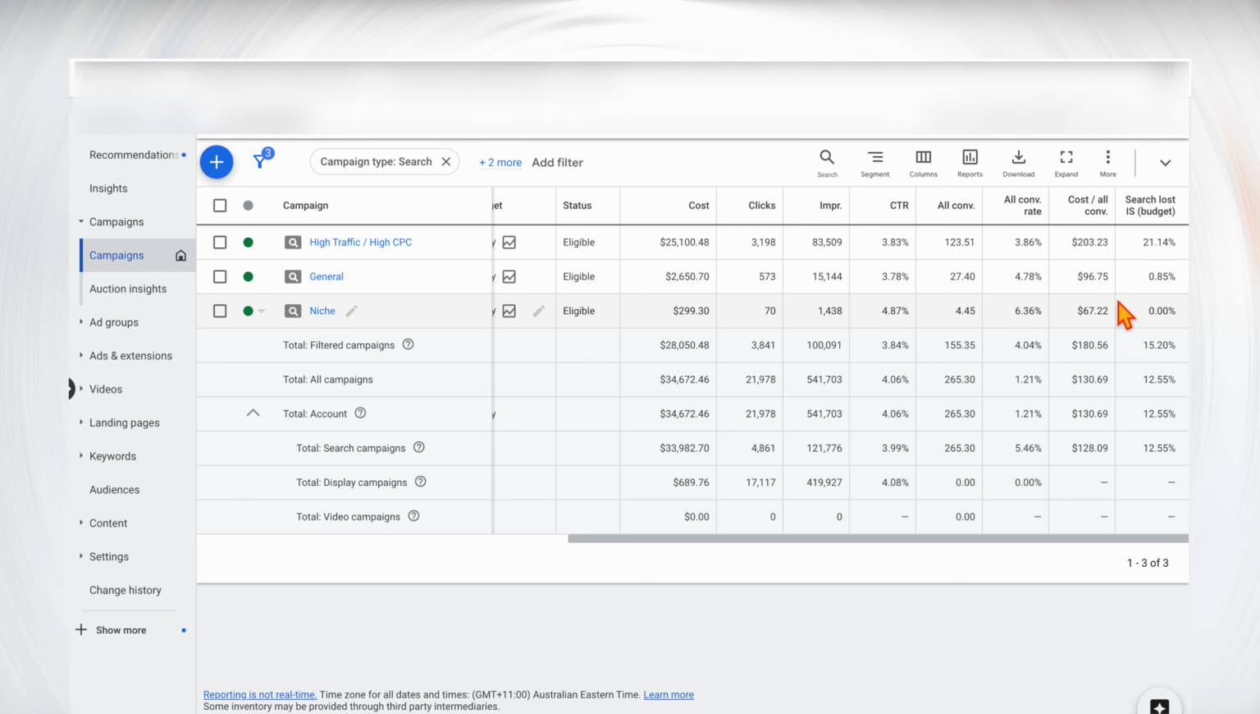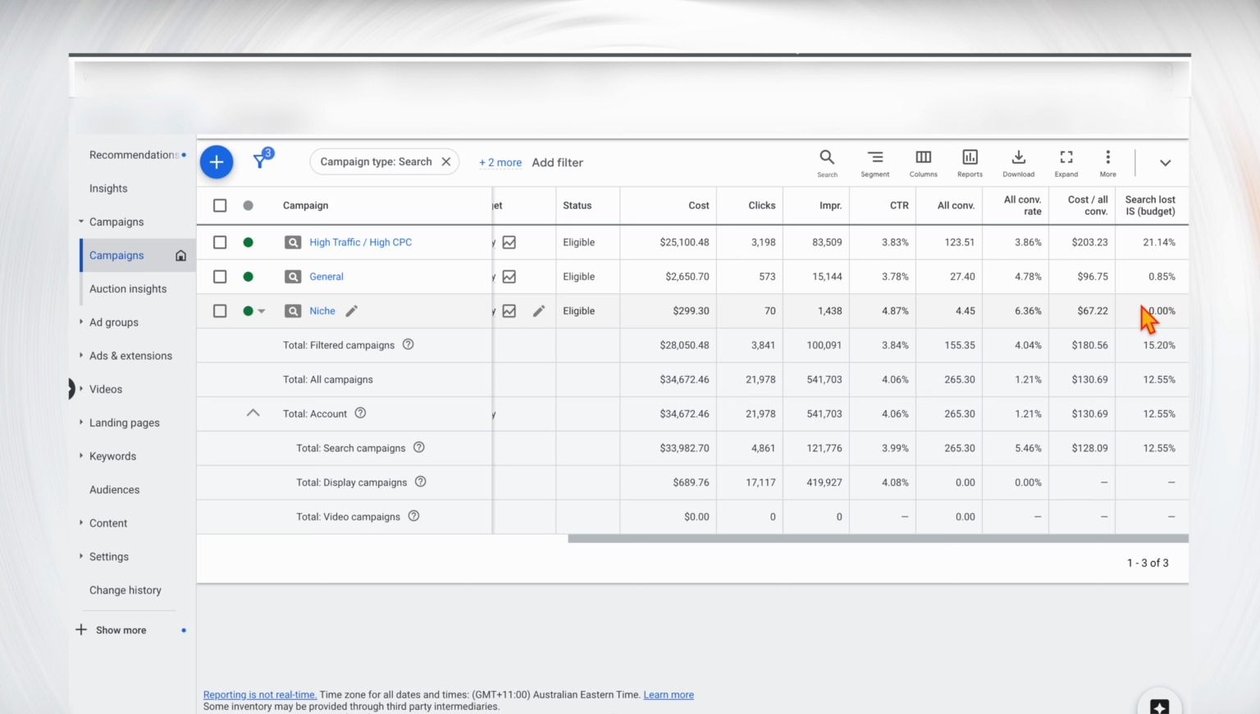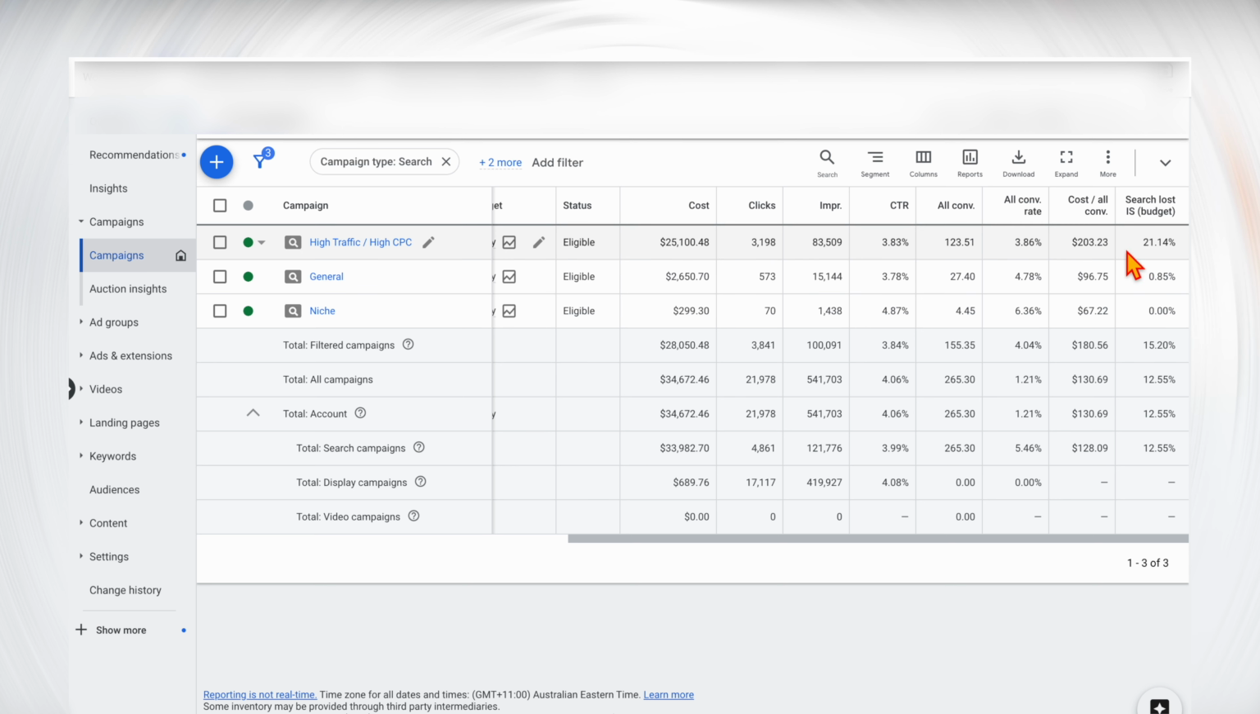So the reason why we know that we've set our budget allocations correctly is because when we look at this general campaign, we're losing under 1% of our traffic because of our budget. And then in the niche campaign, we're not losing any traffic because of our budget. And then our high traffic, high CPC, we're only losing 21%. But that is a good sign.